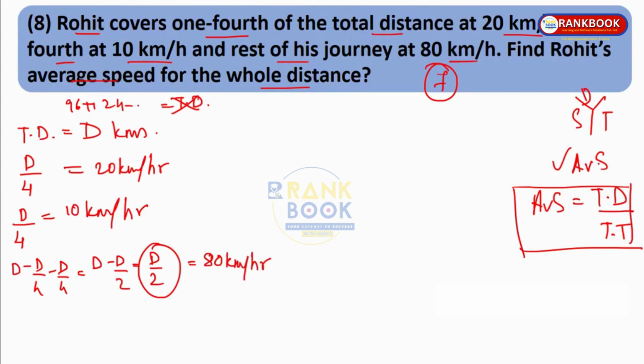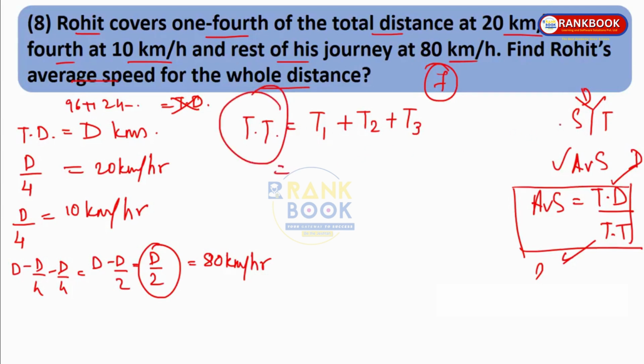Total distance upon total time. Total distance we have taken as D. Total time we have to find out. What is total time? Total time is nothing but the time taken for the first 1/4 distance plus the time taken for the second 1/4 distance and the time taken for the rest of his journey. Correct? So there are 3 steps: 1/4, 1/4 and the rest of the journey. When we add the individual times, we get the total time.